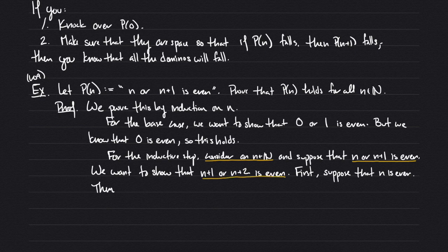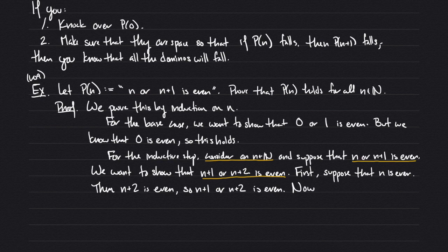So in this case, we just do a little bit of work. We say, okay, if n is even, well, is n plus 1 or n plus 2 even? Yeah, n plus 2 is even, right? Because if we add an even number and 2, we're going to get an even number. So n plus 2 is even. So of course, then n plus 1 or n plus 2 is going to be even. Okay, so in this case, n plus 2 is even. So n plus 1 or n plus 2 is, of course, even.